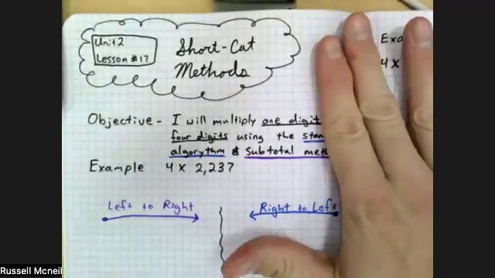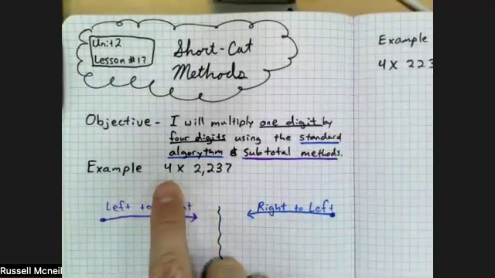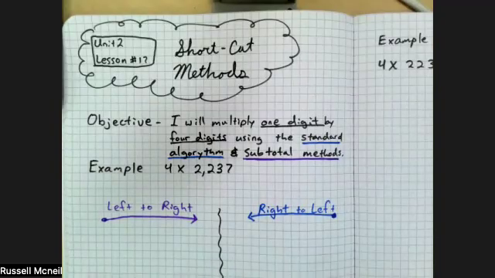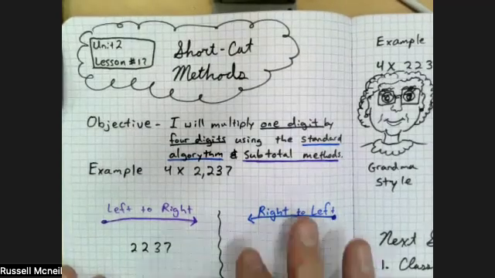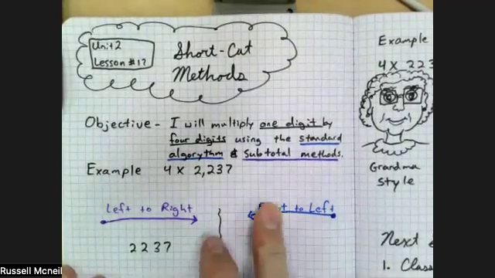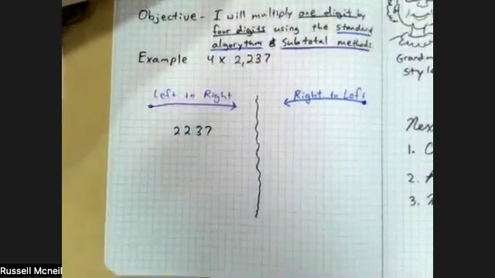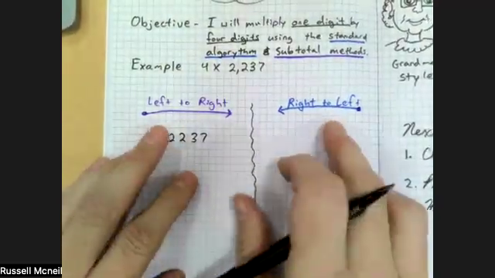All right, let's take a peek. After you've got our title and our objective written in your notes, we're going to work with this first example. It's 4 times 2,237, and we're going to start off using the subtotal method, and then we're going to move on to the standard algorithm. Let's take a look down at our subtotal method. We're going to do the subtotal method two ways.